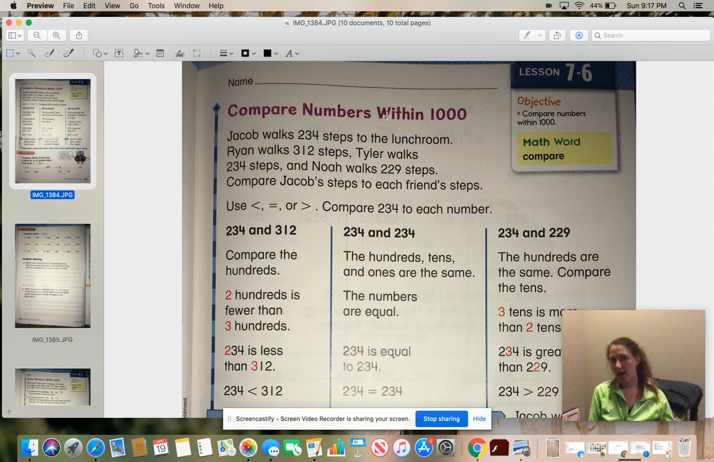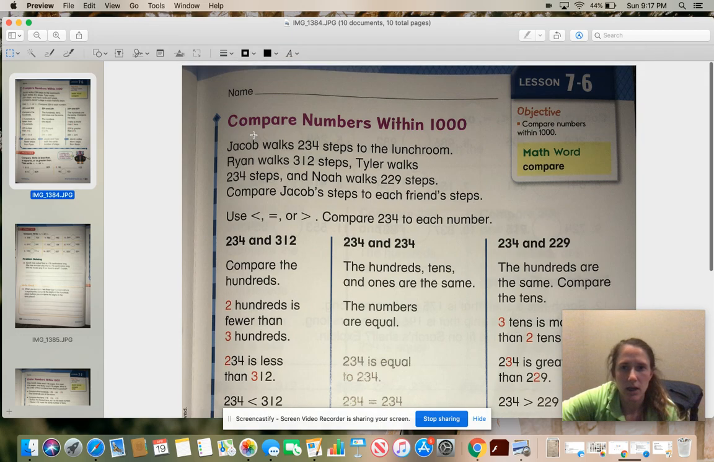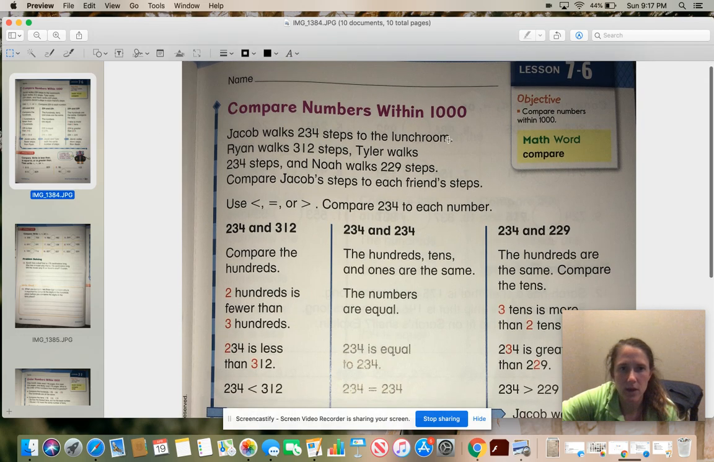Now that alligator mouth wants to eat whatever number is bigger. Remember, if I'm going to go to the candy store and get candy, I want to get the most possible candy I can. So I'm going to eat the bigger number because I want to eat the most amount of candy there is. So let's go ahead and start with comparing numbers.